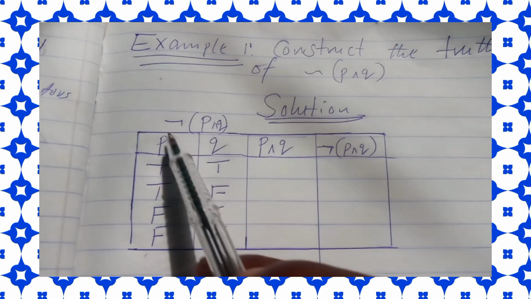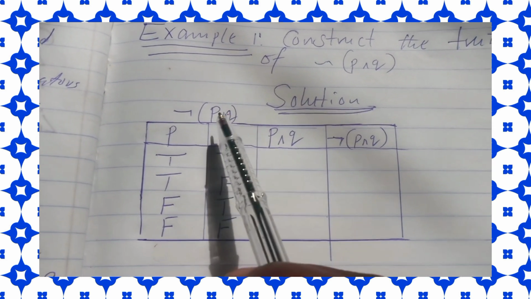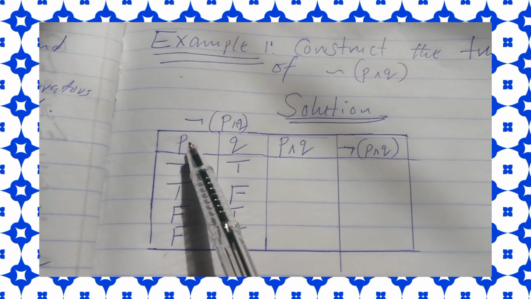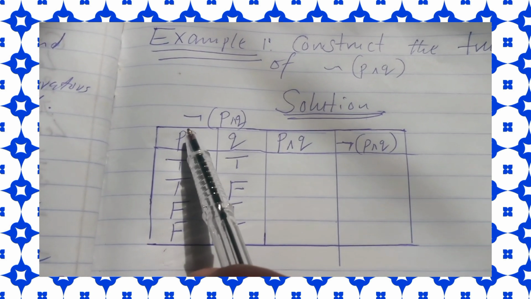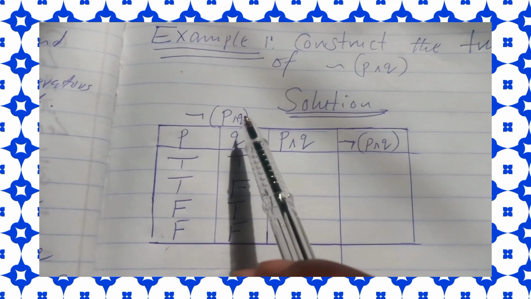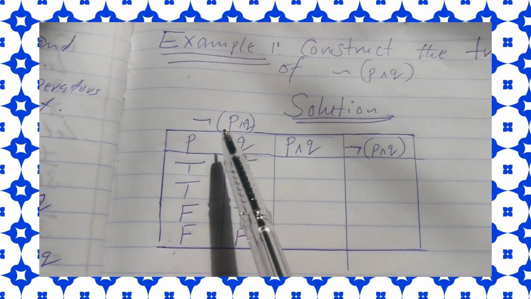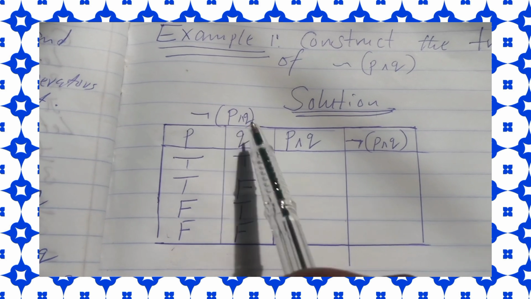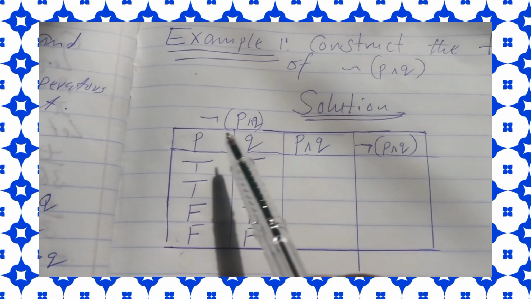This is what we are considering. So we know that in this case we have P. That is why I put P on one column. We have the P column, then we have the Q column, because we also have Q here. These are the two major components in this phrase: the P and the Q.